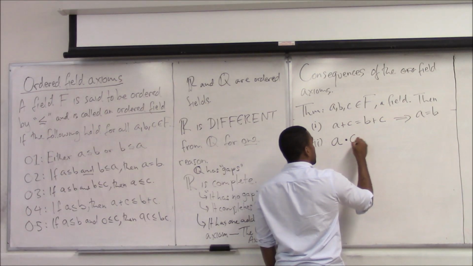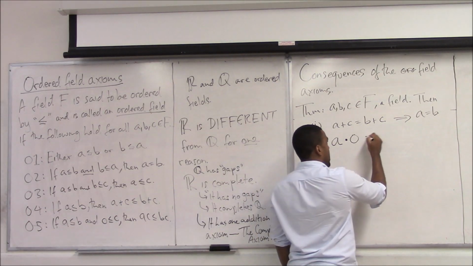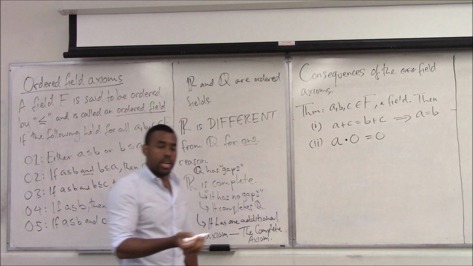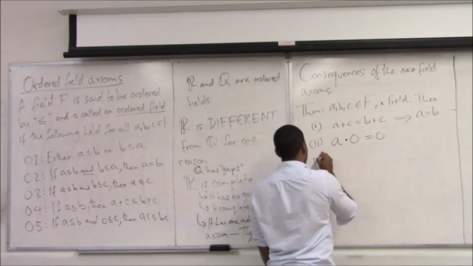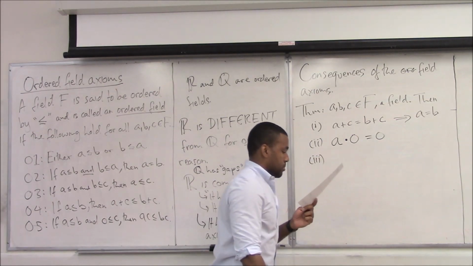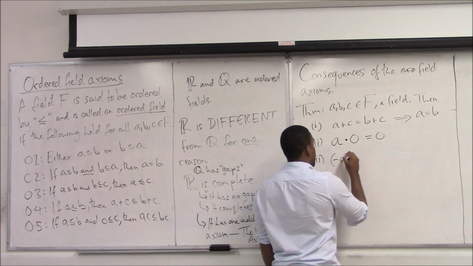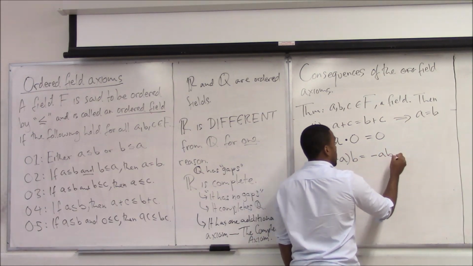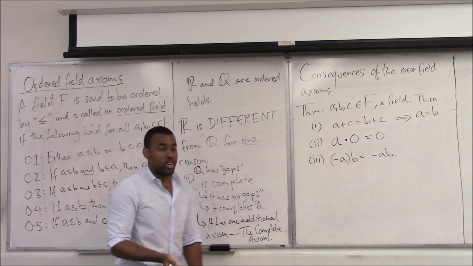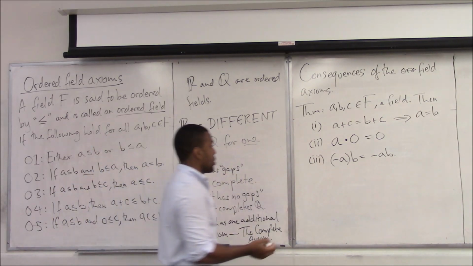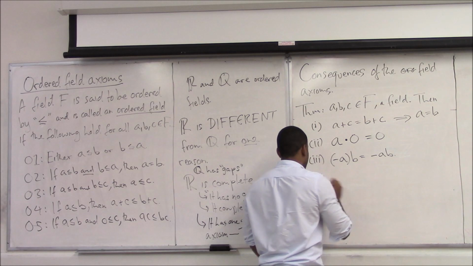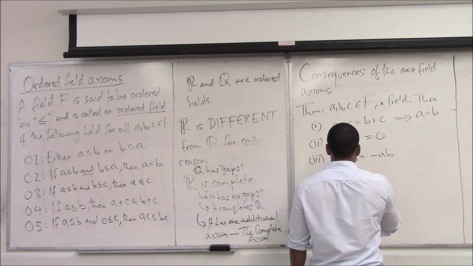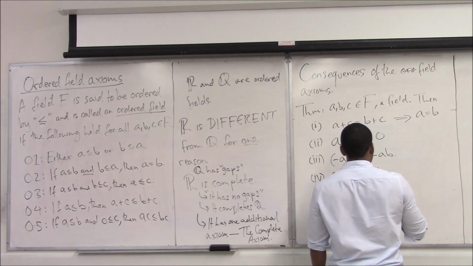If you take something and you multiply by 0, the answer will always be 0. That's not something that's obvious. That's something that had to be proven. Here's another one. Minus A times B is equal to minus AB. I can factor out negative signs, which is quite strange. Something else that's interesting: minus A times minus B is equal to AB.